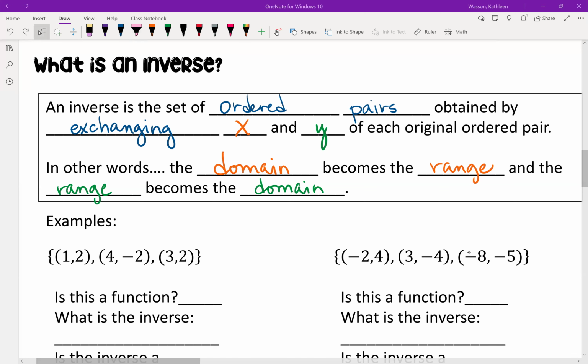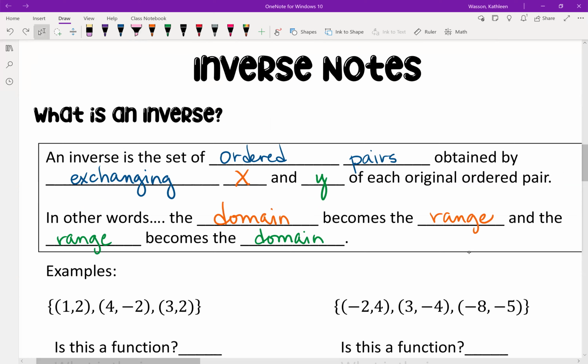I want to introduce the idea of inverse in algebra. You find the inverse of a set of ordered pairs by exchanging x and y of each original point. In other words, the original domain becomes the range, and the original range becomes the domain of the inverse. Here are some examples.